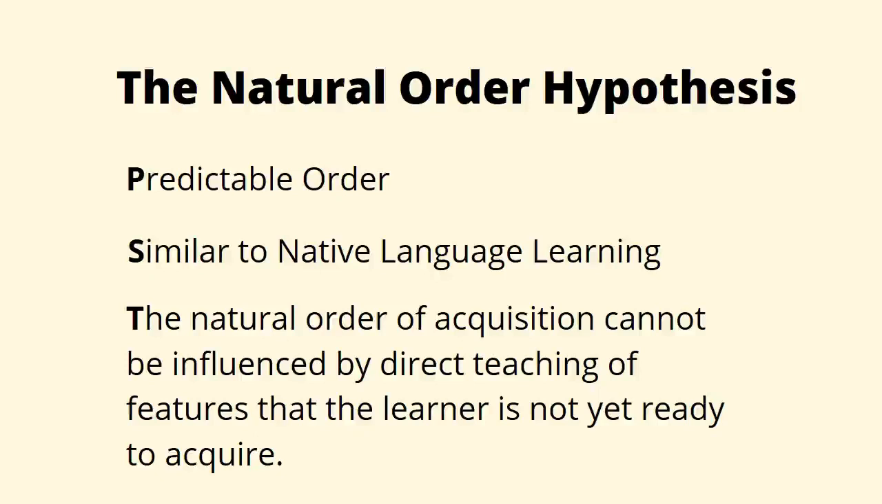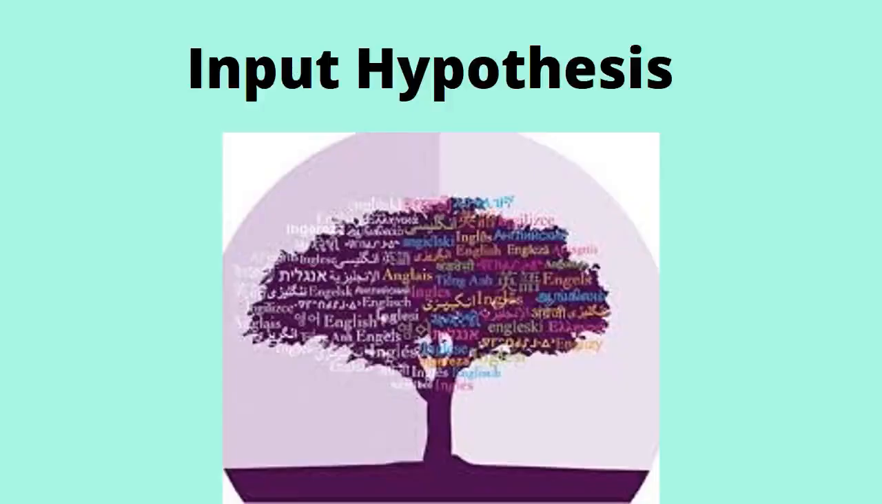And he says the natural order of acquisition cannot be influenced by direct teaching of features that the learner is not yet ready to acquire. If the learner hasn't acquired nouns, he is not ready to acquire a verb. If the learner hasn't acquired the verb, how can he acquire the auxiliary verb? So this is the natural order. When he is not ready to acquire the auxiliary verb, because he hasn't learned the verb, he will not learn the auxiliary verb, whether we try or not. So the natural order must be followed according to Krashen.